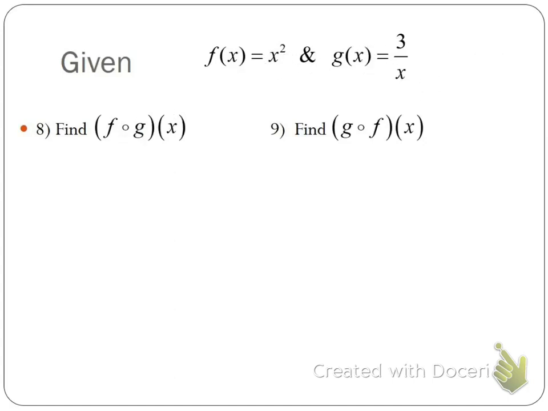So here we go. Number 8. F of g of x. F of what is g? 3 over x. And then we're going to take 3 over x into the f function, and f is x squared, so it's going to become 3 over x quantity squared. Let's go ahead and simplify that. 3 over x squared quantity squared becomes what? 9 over x squared.